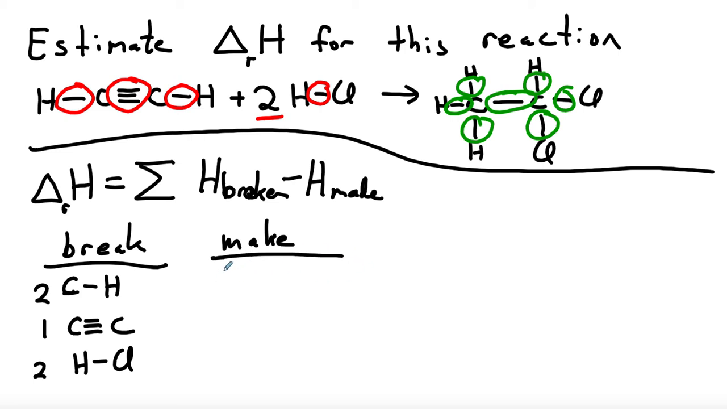So we made, looks like 1, 2, 3, 4 carbon-hydrogen bonds, and we made one carbon-carbon bond. This one's a single bond, and we made two carbon-chlorine bonds. Okay, so we can see we're going to add up all these energies. We're going to get them from a table.